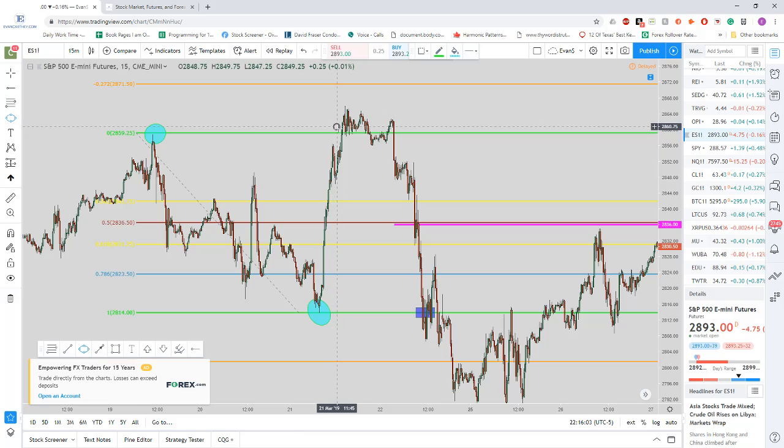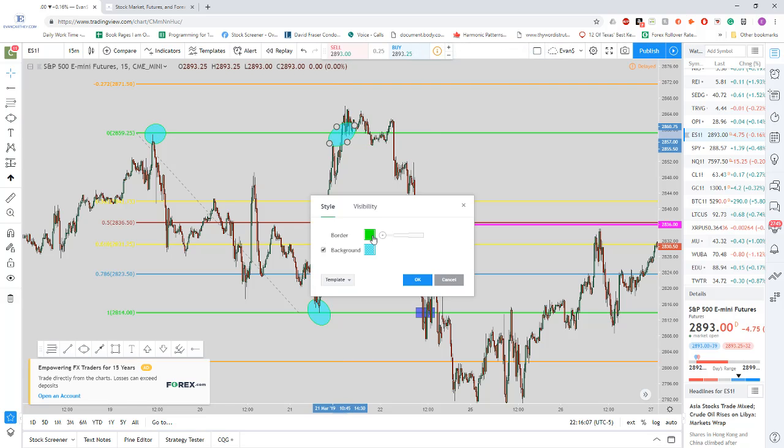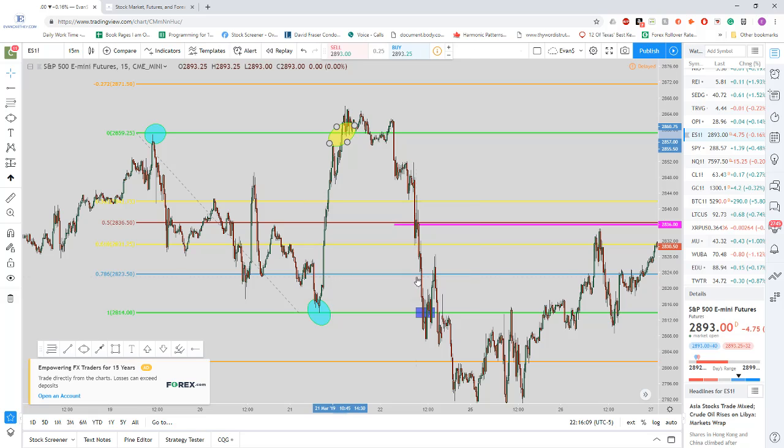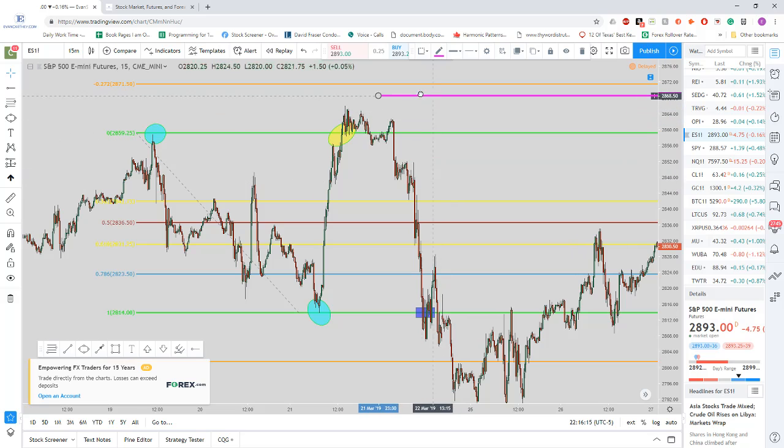So once price initiates the trade right there, I'll go ahead and draw that, and change the color just so you can see a little bit clearer. Price breaks out of it right there, that initiates the trade. So the first exit is all the way up here at the 1.272 Fibonacci extension level.